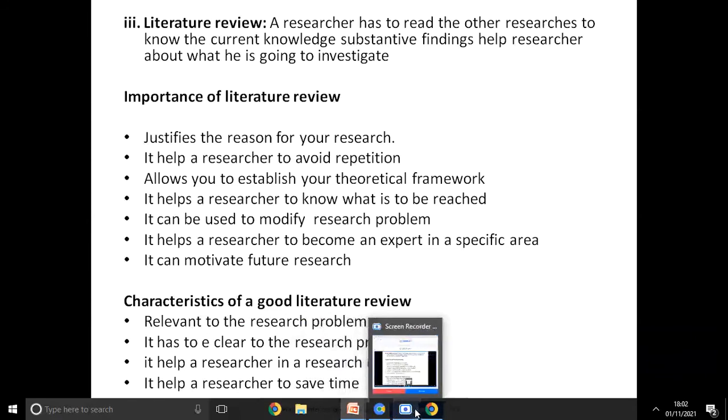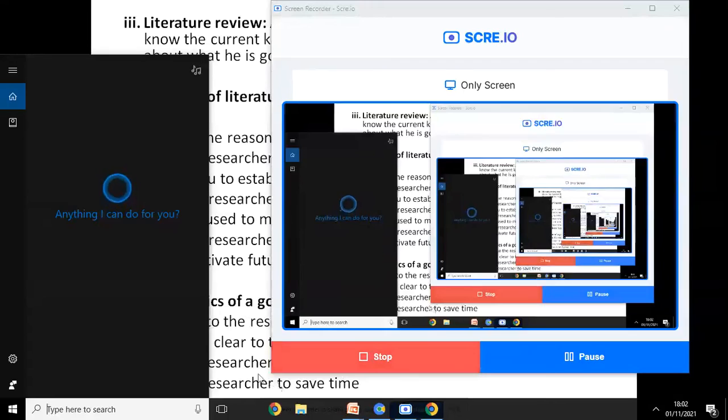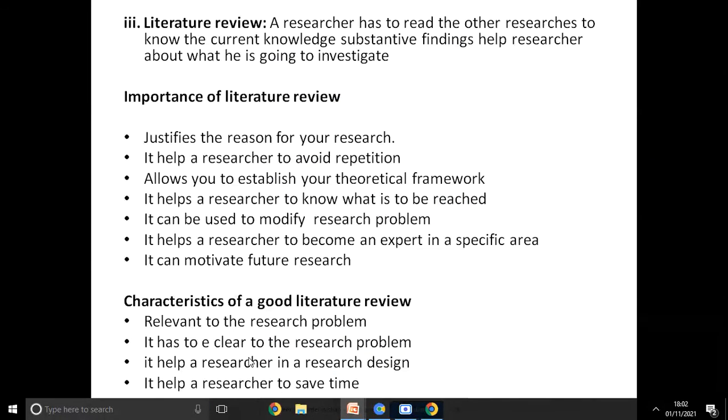Then we move to literature review. A researcher has to read other researchers to know the current knowledge about the problem that he or she is going to investigate. Because let me tell you something, a lot of research has been conducted throughout the globe.